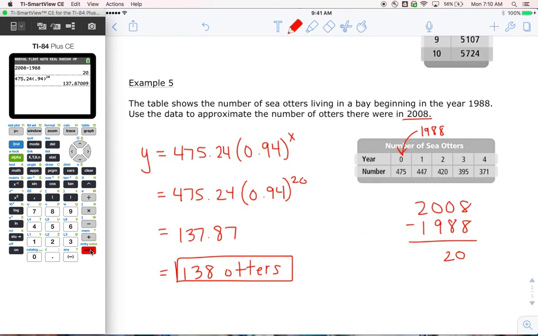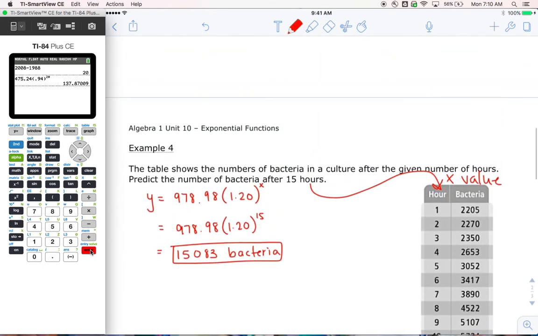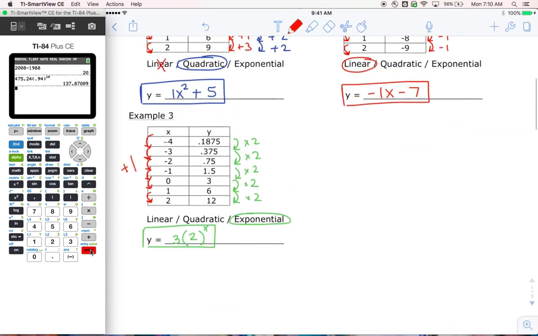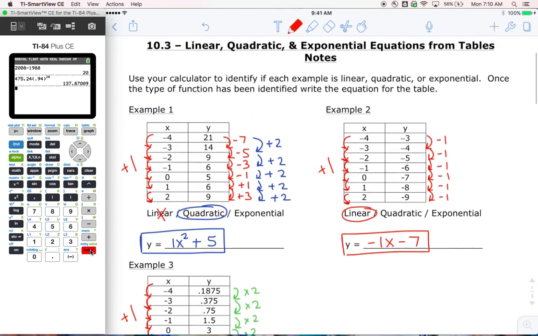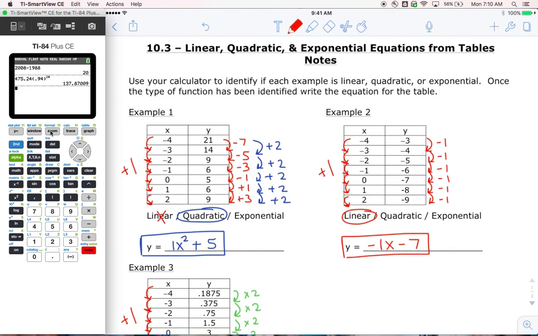Okay, this is the last regression we're going to learn in Algebra 1. You know linear, quadratic, and now you know exponential. Right, they all work the same way in your calculator. Just make sure you choose the right one. And if you're not sure what the right one is, look at that R value. You want the R value that's closest to 1. That's going to be your best regression for whatever table you get.